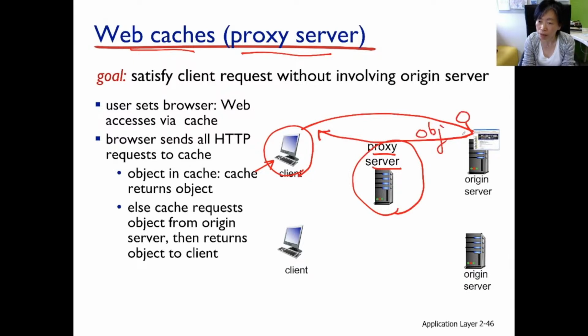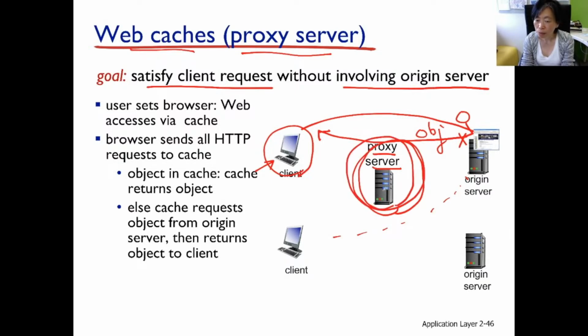Okay, sometimes yes, sometimes no. So we save a little bit of delay and bandwidth this way. But in web caches, the goal is actually to satisfy some client requests such that there's no involvement of the original server required. Some of the clients don't need to reach the original server to get the object.